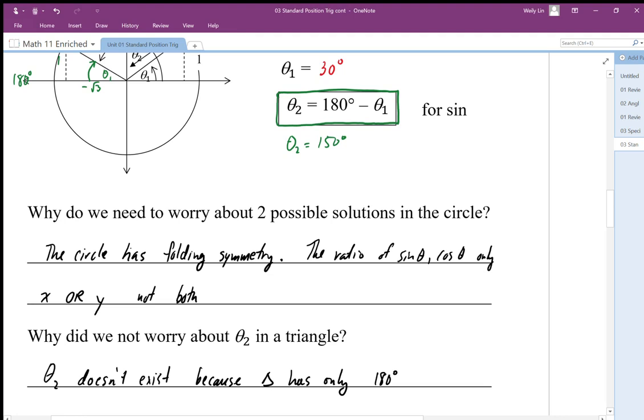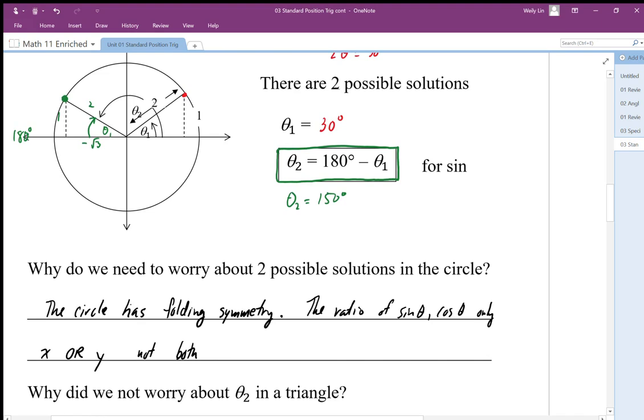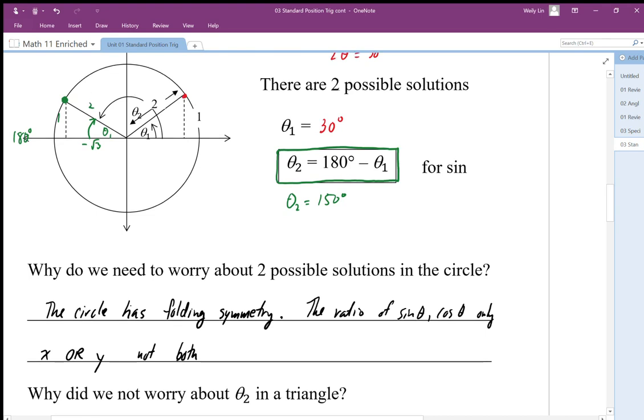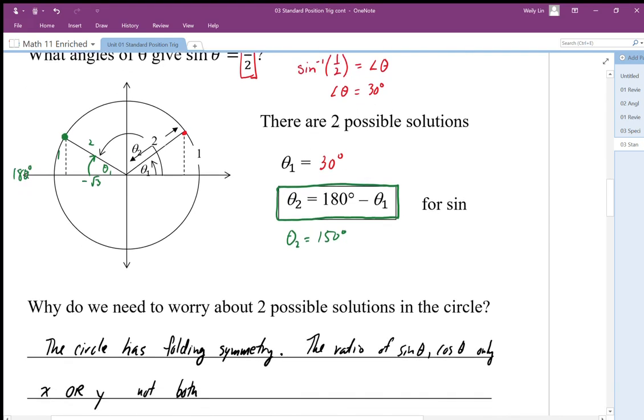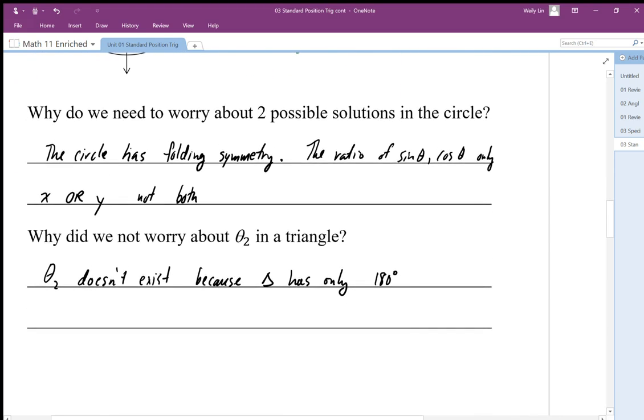Remember, we're dealing with a right triangle. This angle is impossible. Okay, it only appears because of the symmetry of the circle. The triangle doesn't have some symmetry to it, so we only have to worry about this when we start talking about standard position trig and we start dealing with angles in a circle. So this is why we've never worked with this theta 2 before.